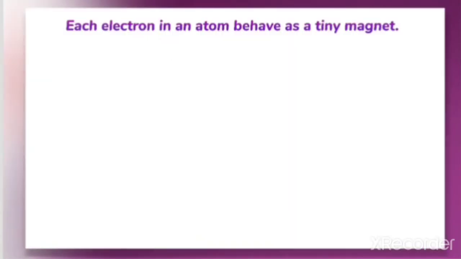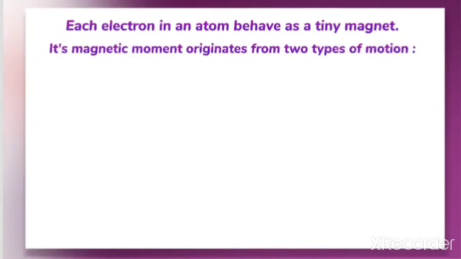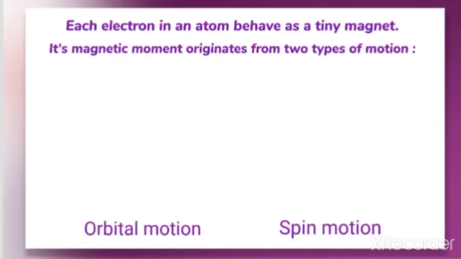Each electron in an atom behaves like a tiny magnet, and its magnetic moment originates from two types of motion. The motions are the orbital motion and the spin motion. So the magnetic moment originates from two types of motion of the electron: its orbital motion around the nucleus, and its spin motion around its own axis.